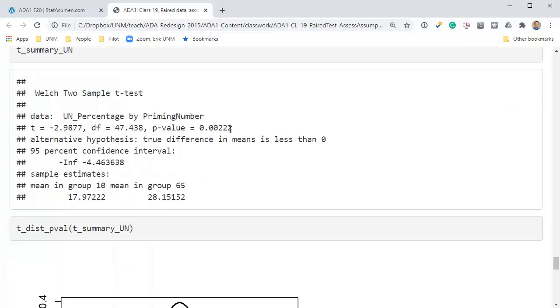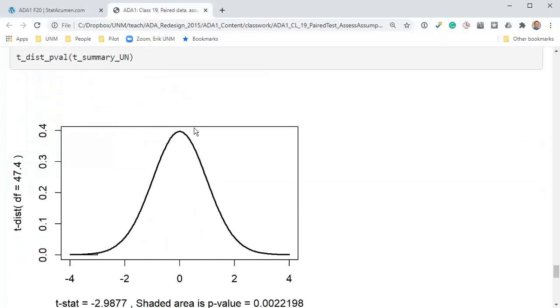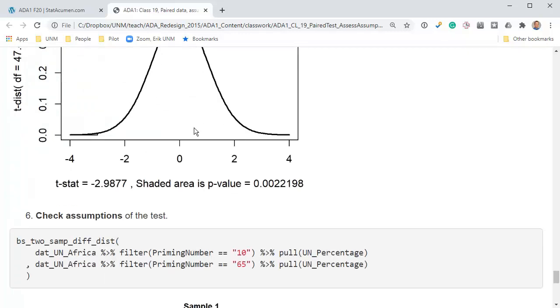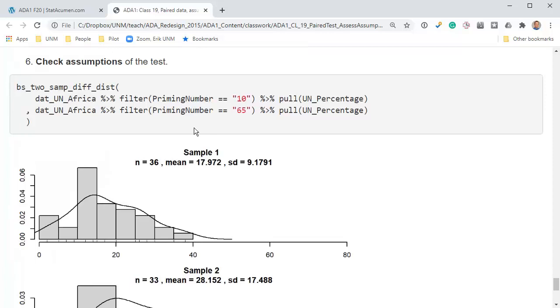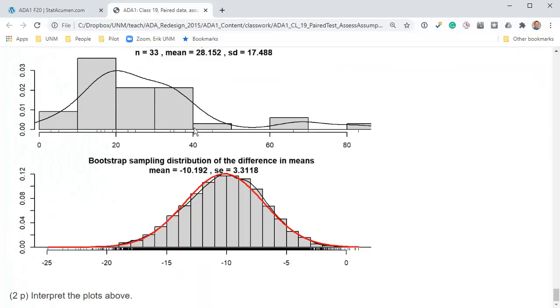We get a p-value of 0.002, and we reject the null, concluding that, in fact, the priming effect was large enough to say that it had an effect on people's guesses of the proportion of countries in the United Nations that came from Africa. Okay, in this assignment, I just care about checking the model assumptions. So I want you to interpret these plots.